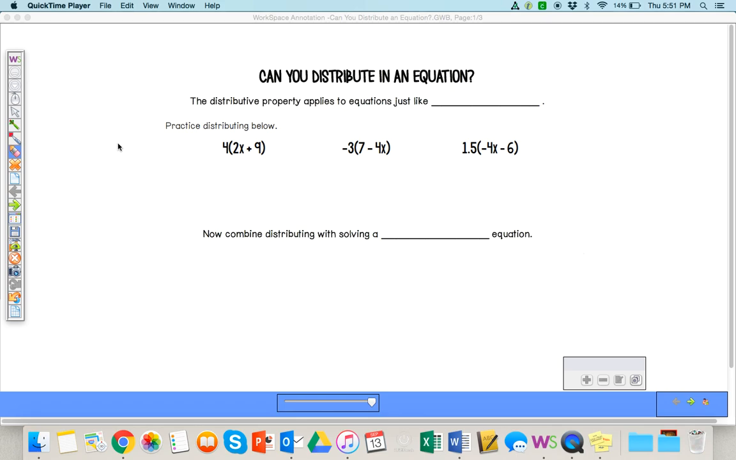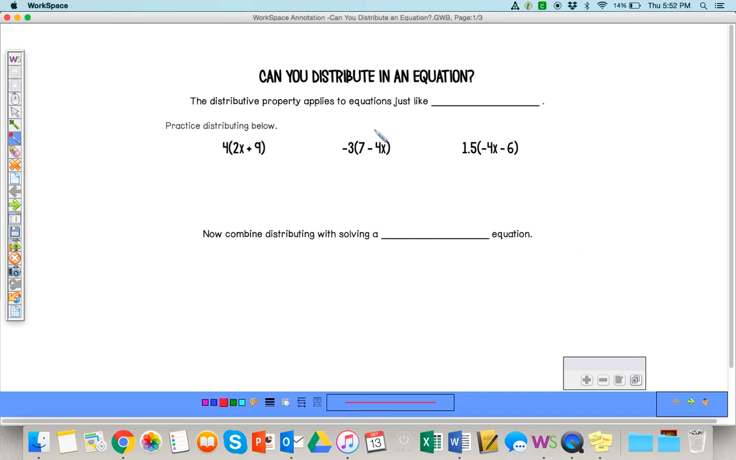We are going to take things a step further, and we are now going to distribute before we solve an equation. So it says the distributive property applies to equations just like expressions. So we're going to practice distributing.